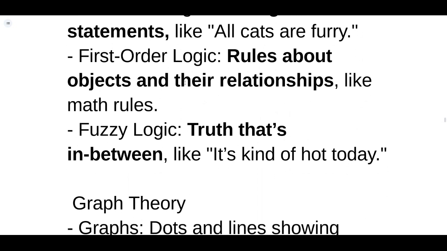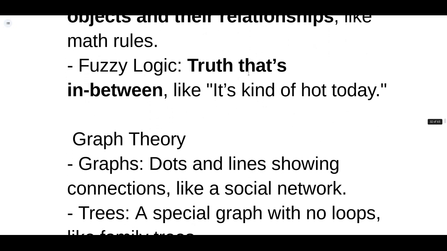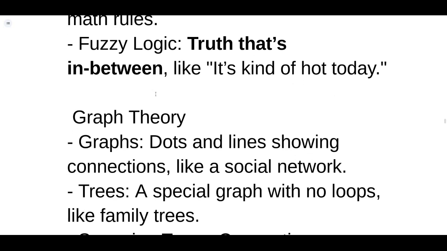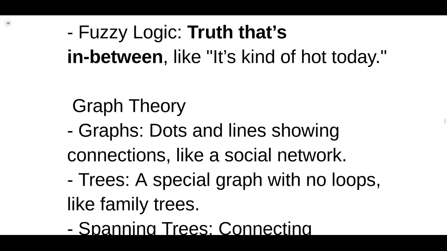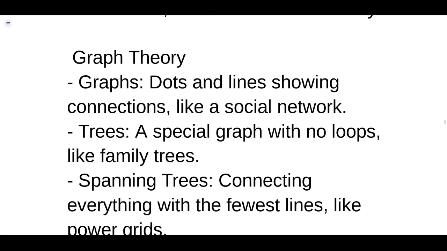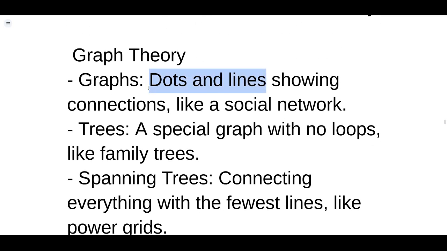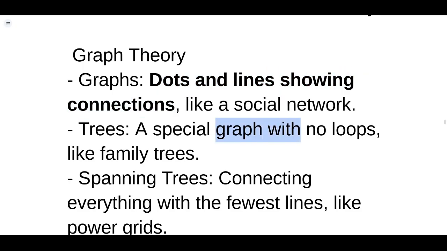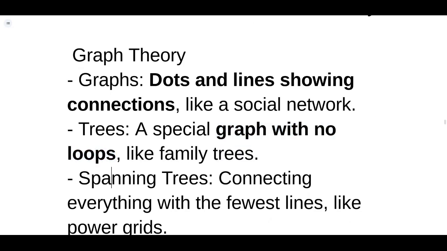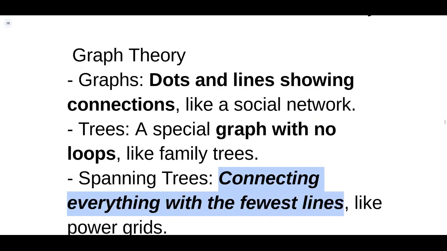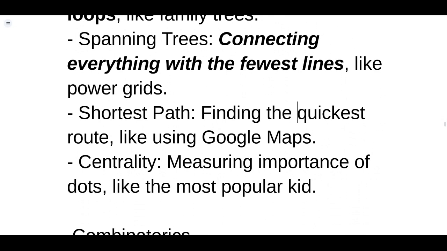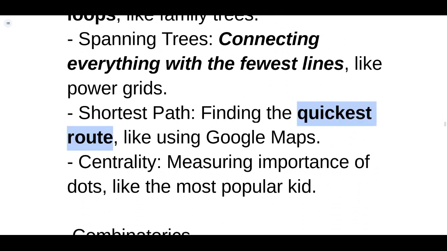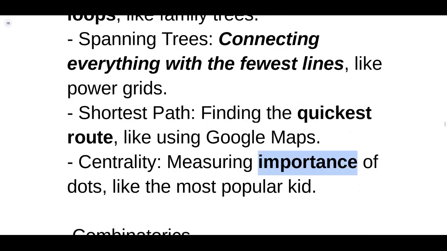First order logic, rules about objects and their relationships. Fuzzy logic, truth that's in between. Then graph theory, dots and lines showing connections. Trees, a special graph with no loops like family trees. Spanning trees, connecting everything with fewest lines. Shortest path, finding the quickest route. Centrality, measuring importance of the dots or the nodes.